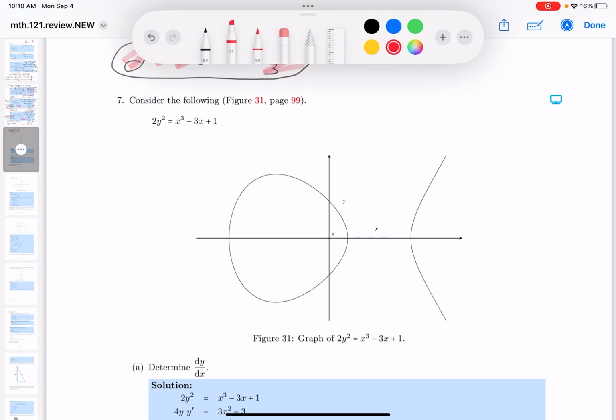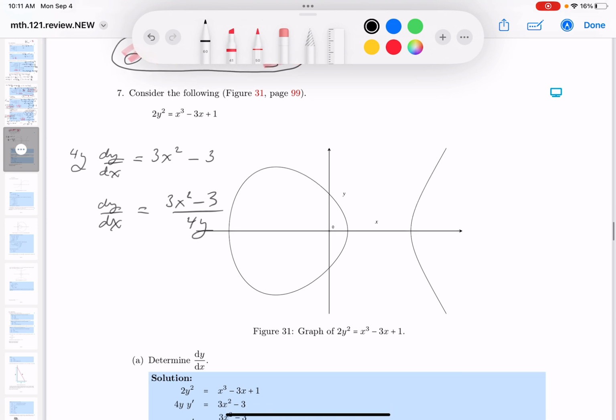Okay, the one thing I like about number 7 is they give me a picture and the relationship. So what I'm going to do is answer the first question. What's dy/dx? Looks relatively simple to do. What do you get? 4y dy/dx equals 3x squared minus 3. Well, that's easy. So dy/dx is going to be (3x squared minus 3) over 4y.